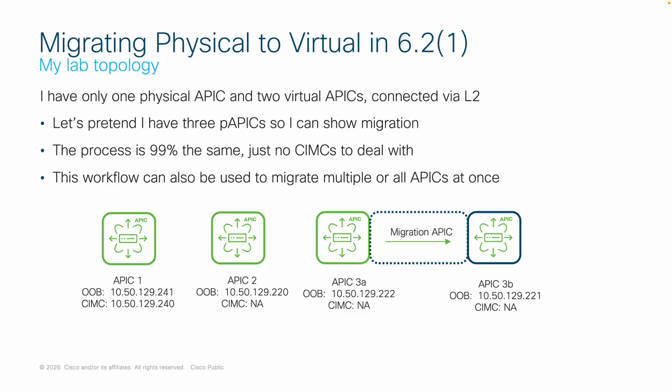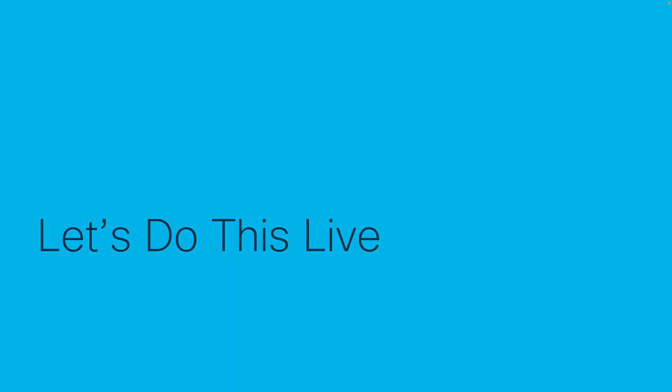Also keep in mind that with this workflow, you can migrate one APIC, two APICs, or all three APICs all at once. So that's kind of the nice benefit of using this workflow, is you can do it all in one fell swoop. In my example, I'm only going to be migrating one APIC, so APIC 3A that you see there. It has an IP address. I'm going to migrate it to APIC 3B. Now, just again, pretend that those are physical APICs because the look and feel is identical, for the sake of this video, okay? So now you know my lab topology. Let's actually switch to the second part of this video and I'll do it live in my lab so you can see what it looks like and you can follow suit.